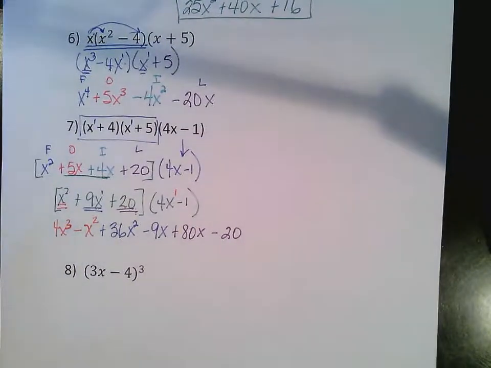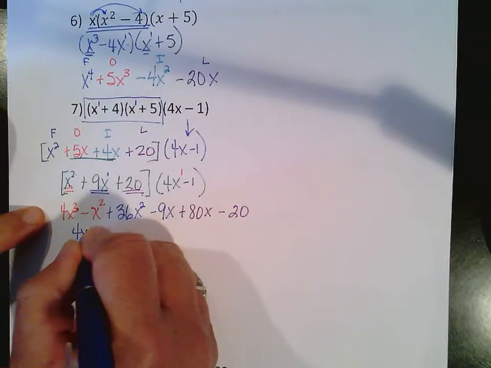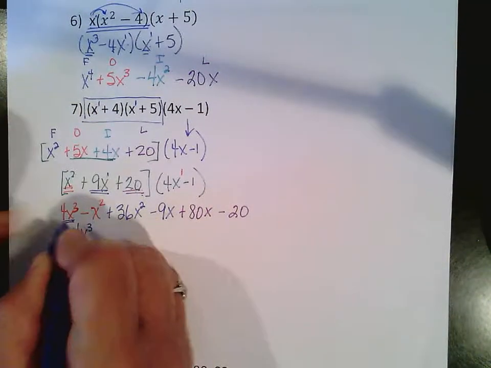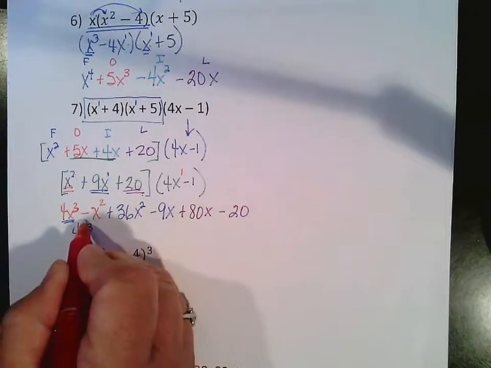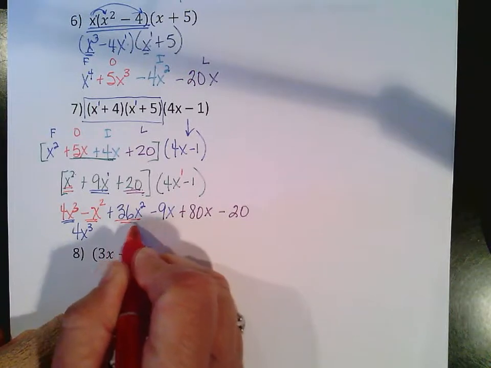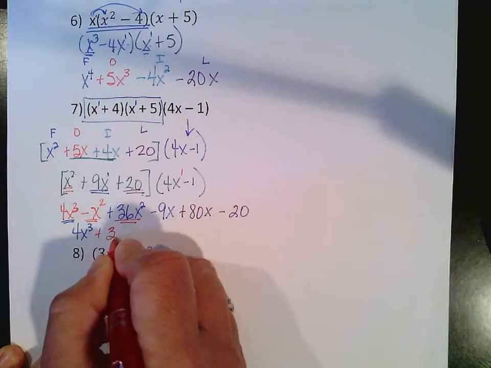Now I'm going to go through and combine like terms. So my degree is 3, that's the largest exponent I have, and I only have one of those, so that's 4x to the third. And then I'm going to look at my x squareds. I have a negative x squared and a positive 36x squared, and those are the only ones I have, so that's going to be a positive 35x squared.